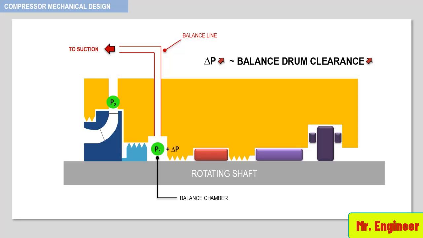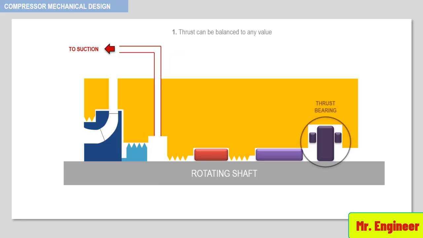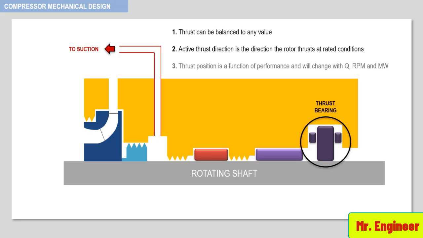Finally, before finishing off this video, I would like to mention some other important facts concerning thrust balance. First, thrust can be balanced to any value: zero thrust, toward suction, or toward discharge. Then, active thrust direction is the direction the rotor thrusts at rated conditions. And finally, thrust position is a function of performance and will change with flow rate, speed, and gas density.